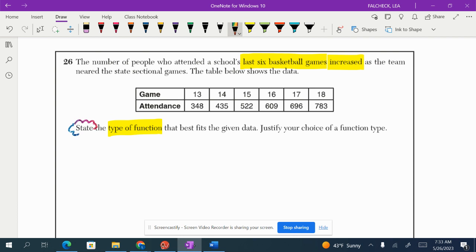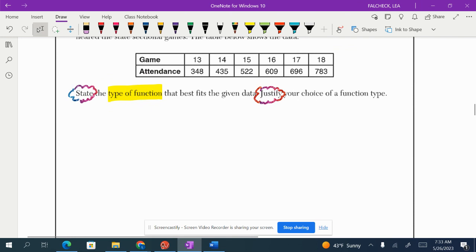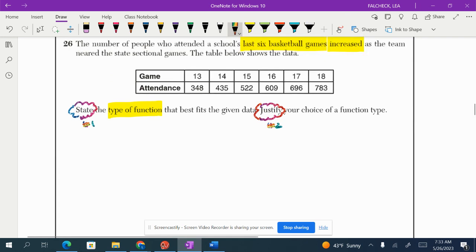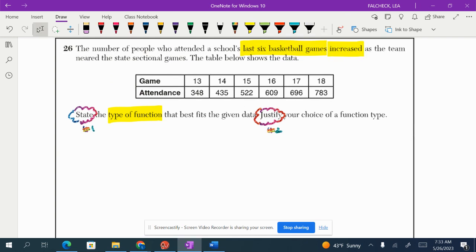So we just state the type of function. And then we have to justify your choice of a type of function. Okay, so we have to state the type of function, and then we have to justify why we chose that type of function. All right, so whenever we're given a table and we're trying to determine the type of function, you usually have 2 options.